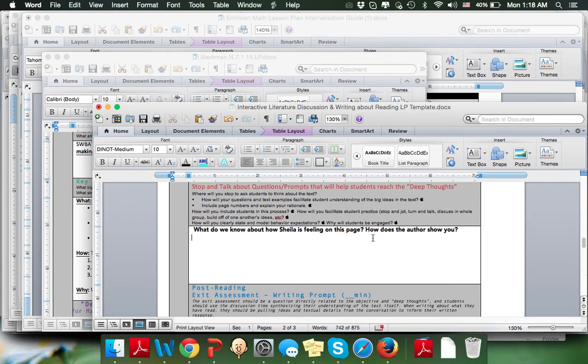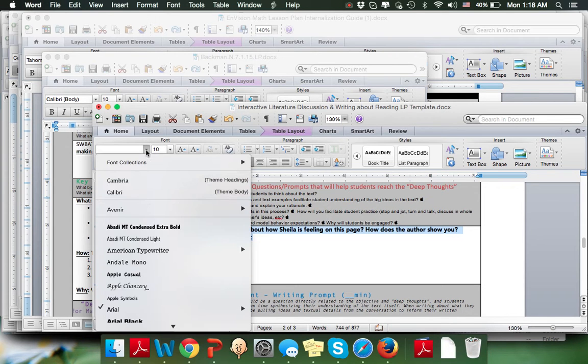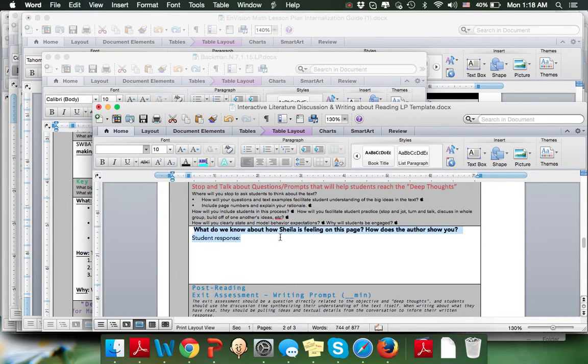So I would want to put my exemplar answer. My student response could be that Sheila is feeling brave. The author shows this by saying she isn't afraid of the principal, isn't afraid of the boy who stole her jump rope.